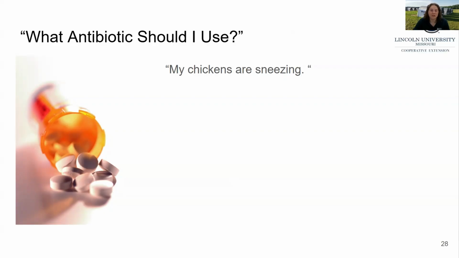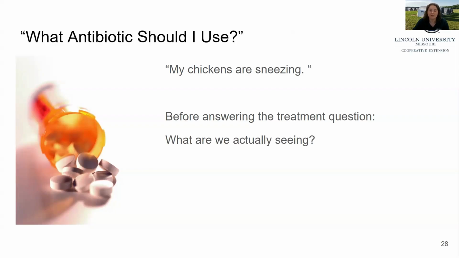There also, unfortunately, are very few antibiotics approved for use in poultry, so it may, even for a veterinarian, not simply be a matter of picking an antibiotic off of a list. But beyond those considerations, antibiotics are often not the correct solution for the situation anyway. So before we start thinking about a treatment, we have to back up. I want antibiotics for my sneezing chickens. Is the producer inferring what's going on as opposed to you being able to actually see what's going on? So what are we actually seeing?